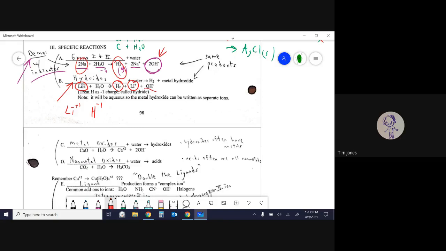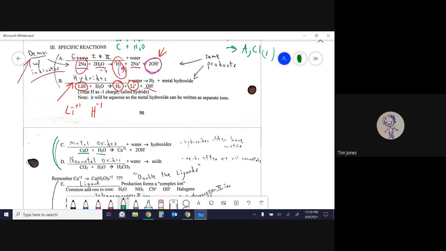Next set, I put these 2 together because we've got metal oxides and non-metal oxides. Now, metal oxides, often when you put them in water, you form hydroxides. So I've got calcium oxide in water.